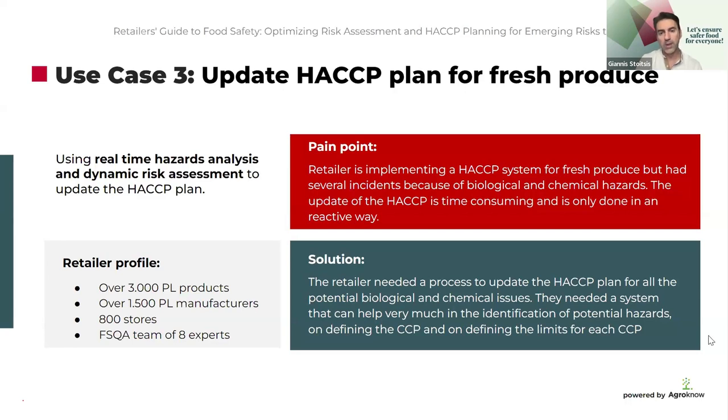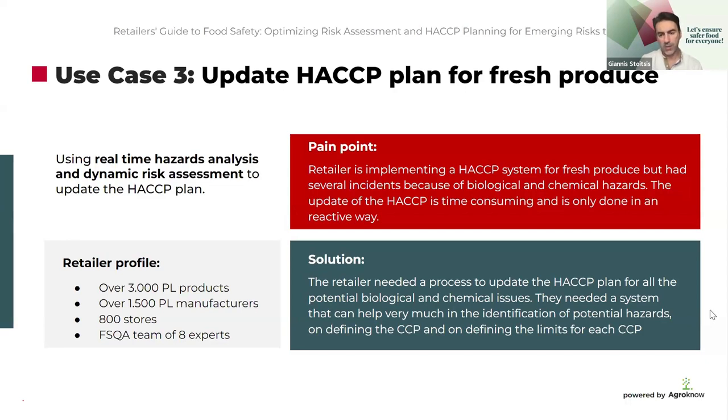The pain point is how to implement a HACCP system specifically for fresh produce. Previously, they had several incidents because biological and chemical hazards exceeding the limits, not compliant with the regulation, were found in several fresh produce products. It was very hard to update the HACCP because this is time consuming and usually is only done when we have a very serious issue, in a reactive way.